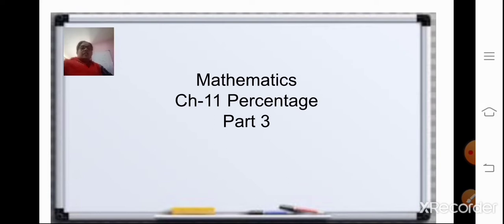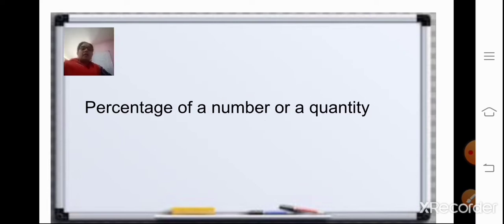Now children, in the last few classes we have already studied conversion of percentage to fraction and decimals, and also conversion of fraction and decimal to percentage. So today let us continue with the chapter and learn a new topic, that is percentage of a number or a quantity.